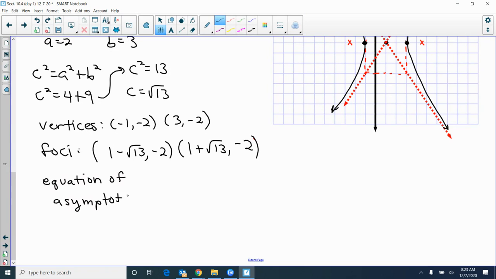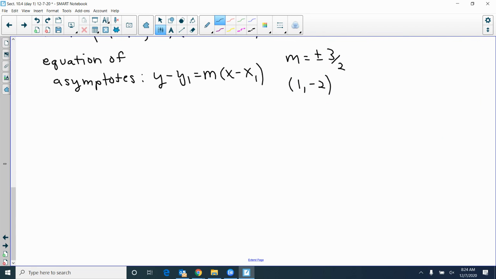Just use that typical point-slope form: y minus y1 equals m times (x minus x1). Our slope we said was plus or minus 3/2, and it goes through the point 1, -2. So in the end, I got y minus -2, which is y + 2, equals plus or minus 3/2 times (x - 1).